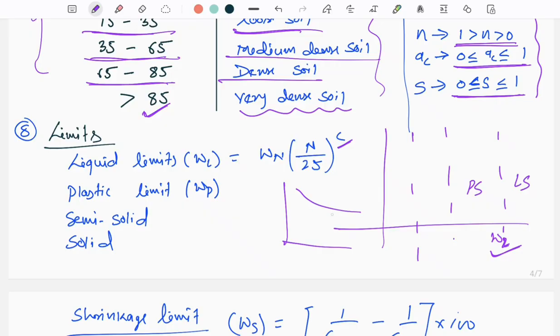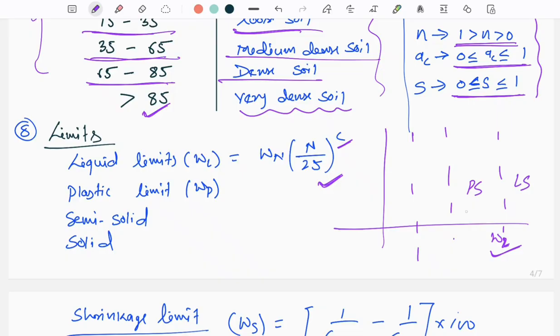The curve is a logarithmic curve, and based on that curve, there is the Casagrande apparatus. There is an experimental setup, but if we discuss all the things, the video will become lengthy. So just remember these things: Wn is the natural water content, n is the number of blows, and c is the index, whose value is given in the question.